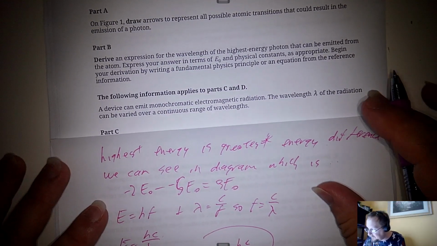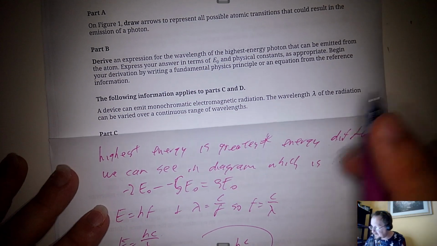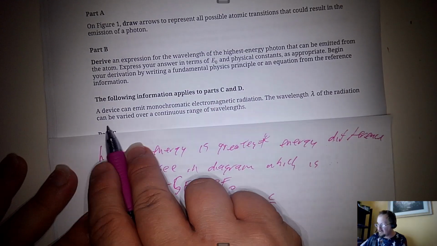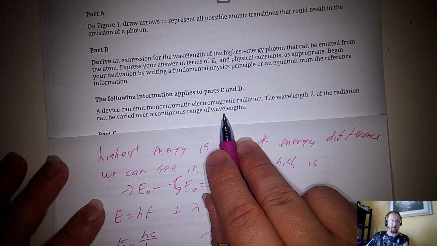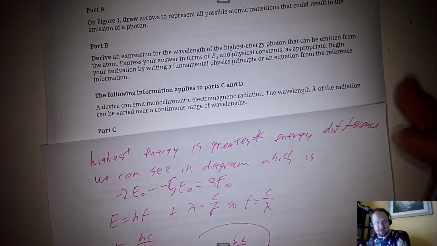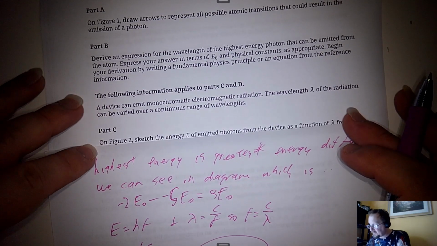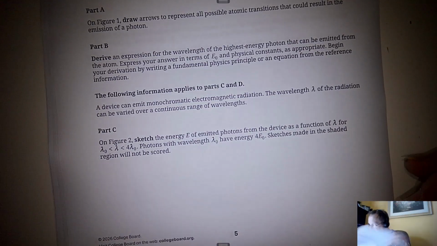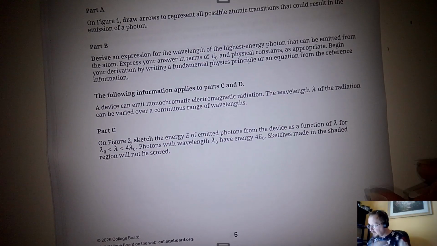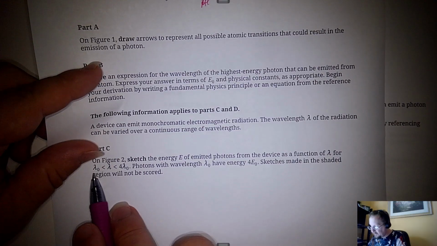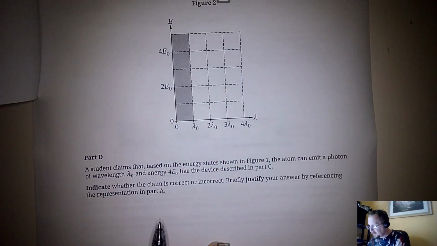A device can emit monochromatic electromagnetic radiation, also known as single color light. The wavelength lambda of the radiation can be varied over a continuous range of wavelengths. That is impressive. I would love to see this device where you just turn a knob and it changes the frequency of the color of the light continuously. On figure 2, sketch the energy E of emitted photons from the device as a function of lambda. Where is figure 2? Okay, there it is. As a function of lambda for lambda naught to 4 lambda naught.